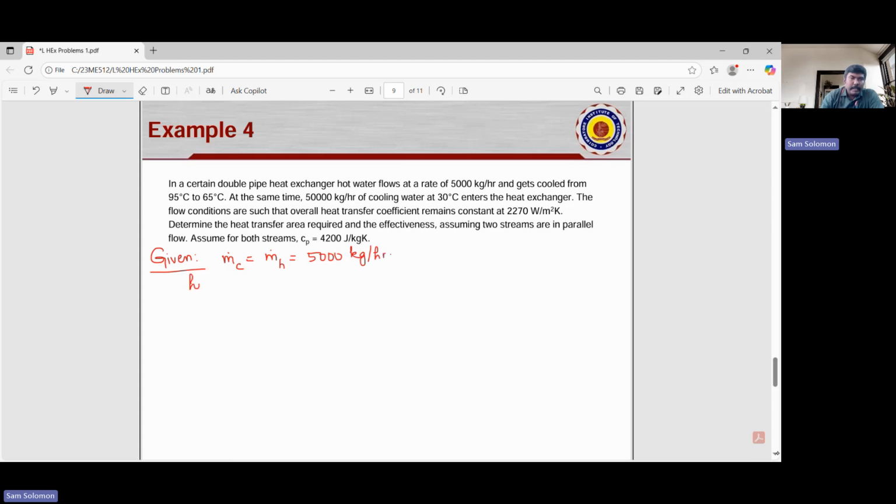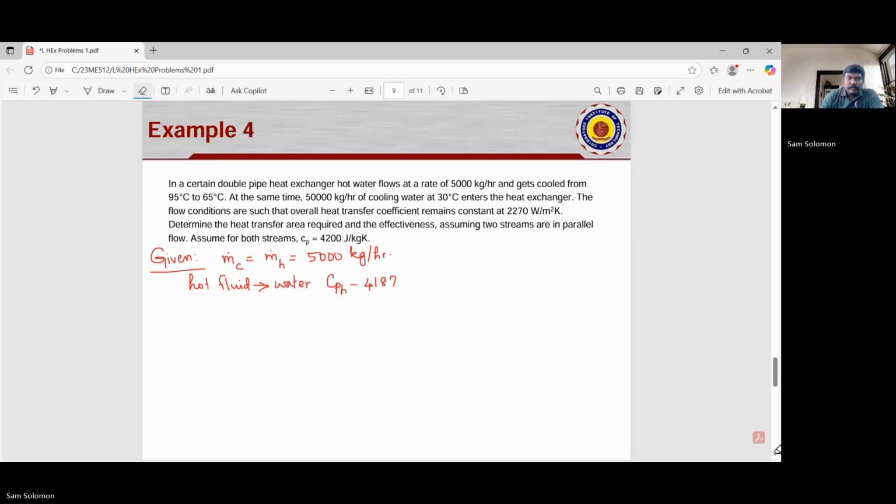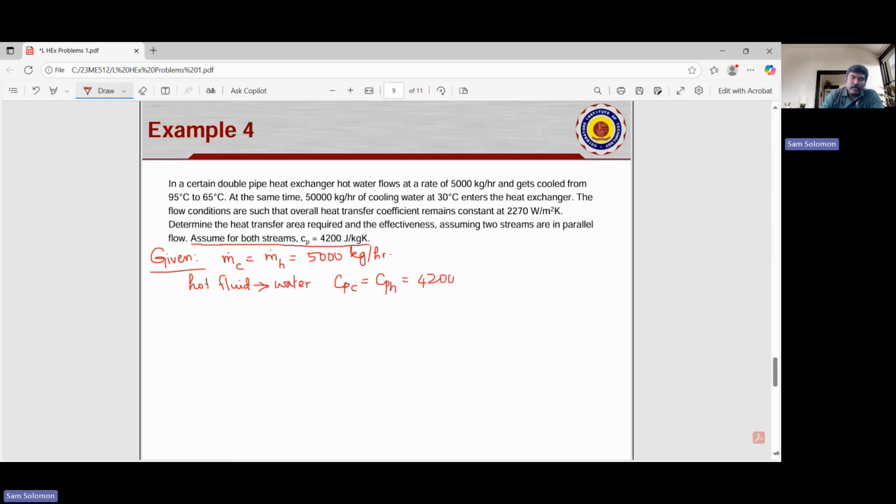So the hot fluid happens to be water. For water, what we know is that Cp is going to be equal to 4187. But in this particular problem, they are asking us to assume for both streams Cp is going to be equal to 4,200 joule per kilogram Kelvin. So that makes our job simple. Cpc equal to Cph is 4,200 joule per kilogram Kelvin. Okay.